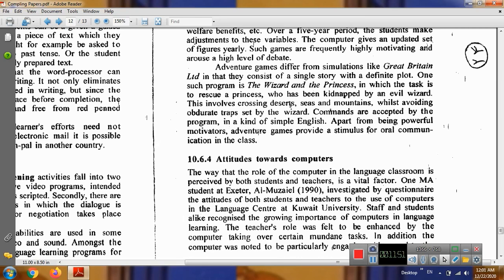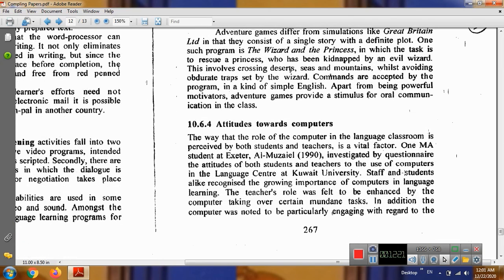But about the attitude towards computers, the way that the role of the computer in a language classroom is perceived by both students and teachers is a vital factor. One MA student at Exeter, Al-Muzail, investigated by questionnaire the attitudes of both students and teachers to the use of computers in the language center at Kuwait University. Staff and students alike recognize the growing importance of computers in language learning.